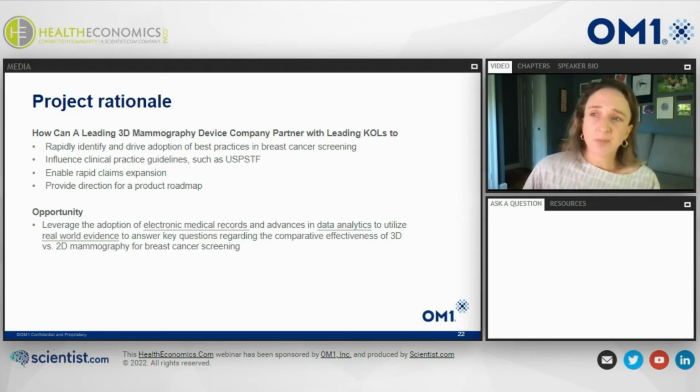The sponsor here saw the opportunity to do this specifically with RWD, in particular electronic health record data and tumor registry data, to address key questions about the efficacy of their 3D mammography technology as compared to 2D digital mammography.